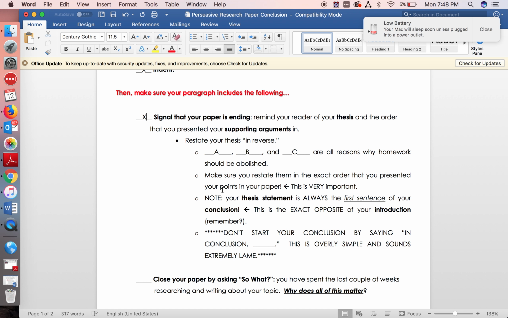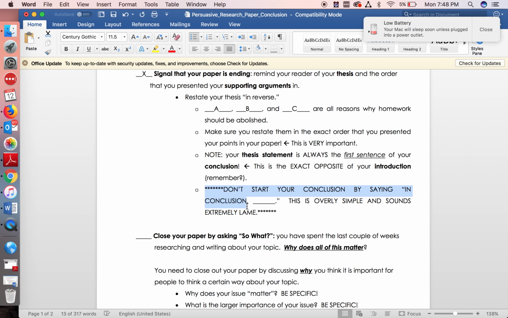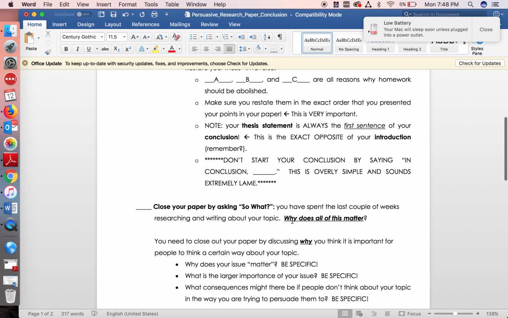Okay, and as this states right here, ladies and gentlemen, your thesis statement is always, always, always the first sentence of your conclusion. It's the last sentence of your introduction and always, always, always the first sentence of your conclusion. Flipping things around like we did here. Okay, and as this says, there are all these stars there, folks. I don't want to see any of this. As I say right here, it is extremely lame. Wah, wah. You don't want that right there.